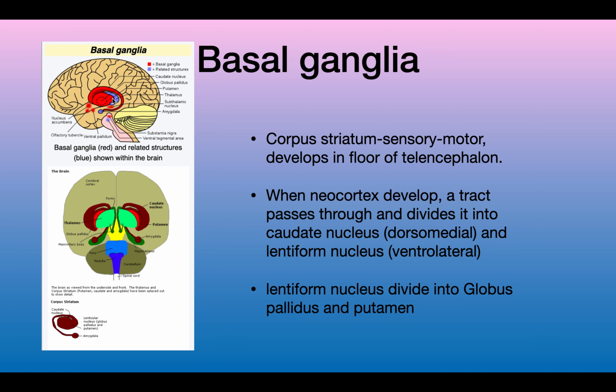The lentiform nucleus will divide into the globus pallidus and the putamen. So here is your putamen, here's your caudate nucleus, and the very center is going to be the globus pallidus.